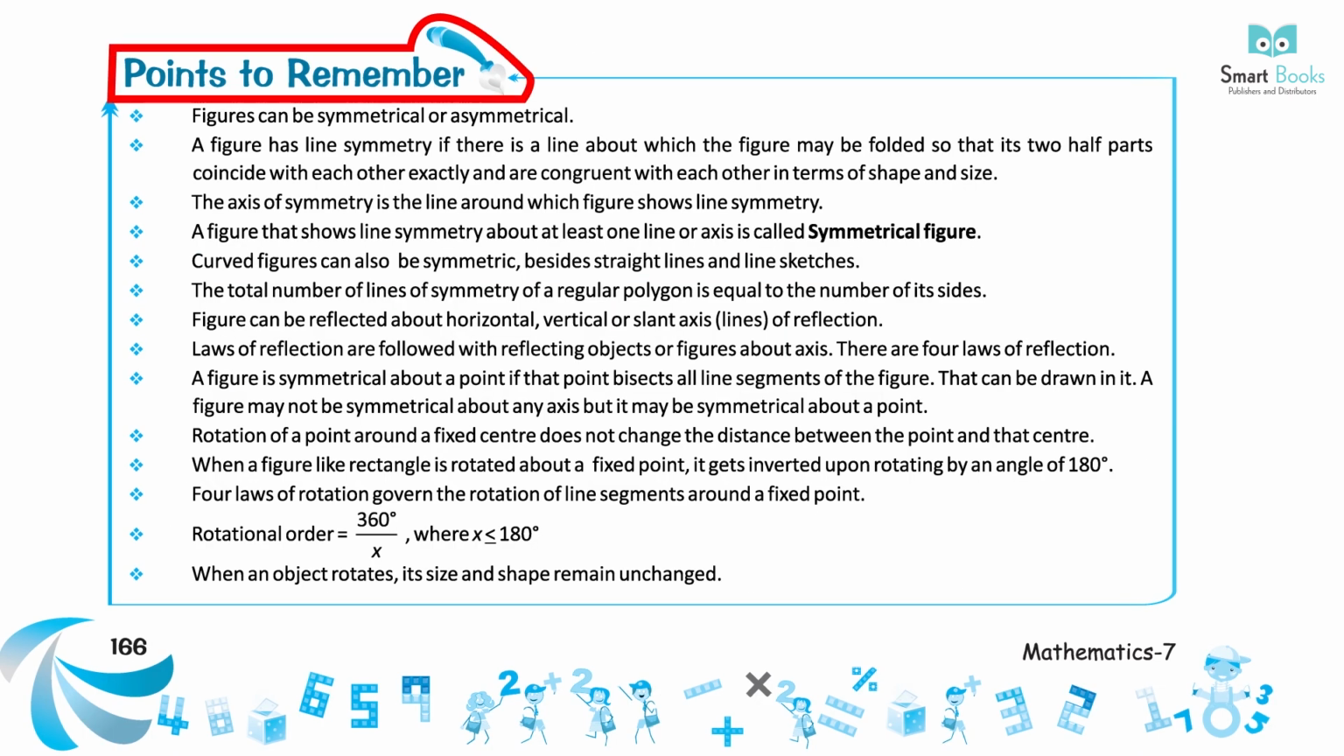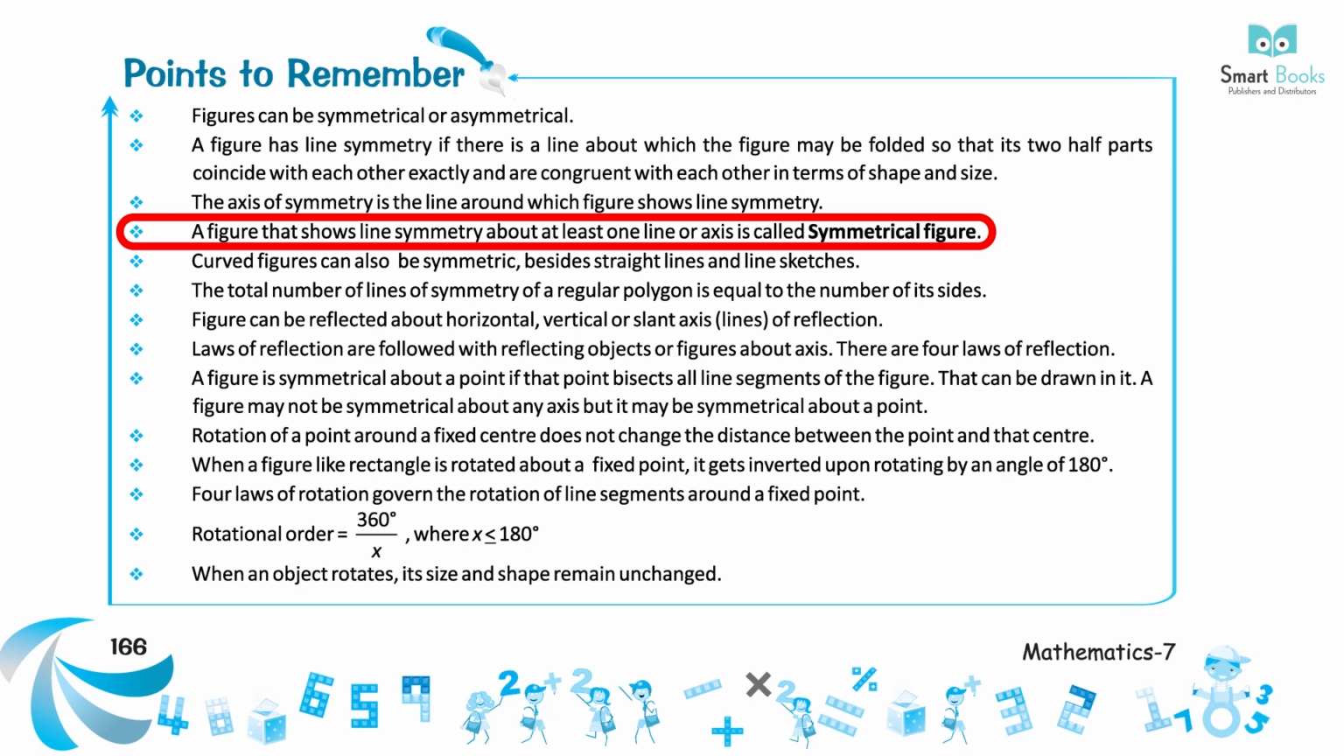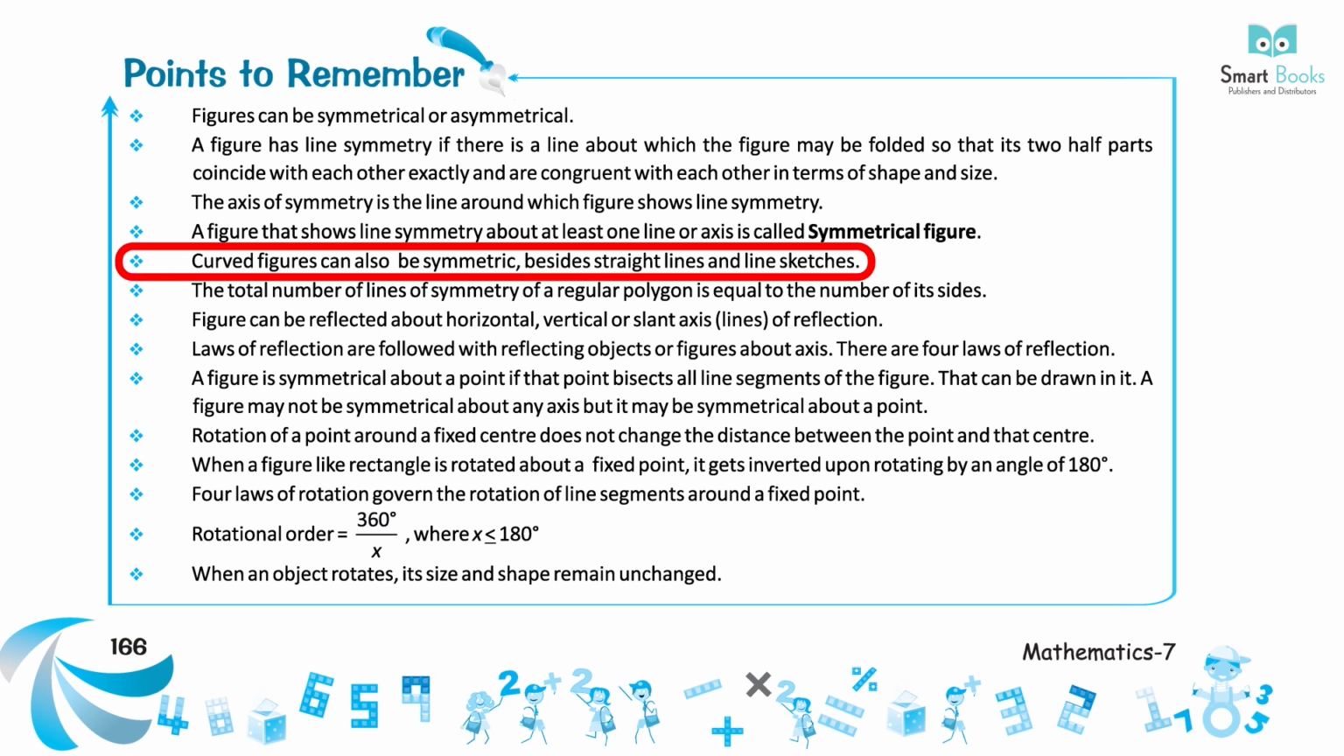Points to remember. Figures can be symmetrical or asymmetrical. A figure has line symmetry if there is a line about which the figure may be folded so that its two half parts coincide with each other exactly and are congruent with each other in terms of shape and size. The axis of symmetry is the line around which a figure shows line symmetry. A figure that shows line symmetry about at least one line or axis is called a symmetrical figure. Curved figures can also be symmetric besides straight lines and line sketches.